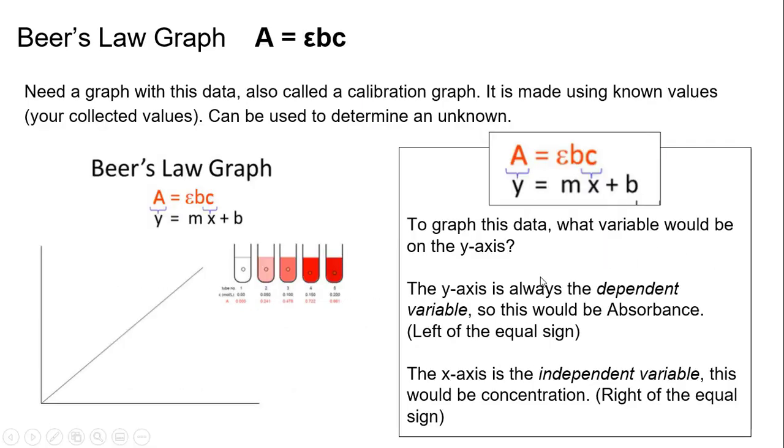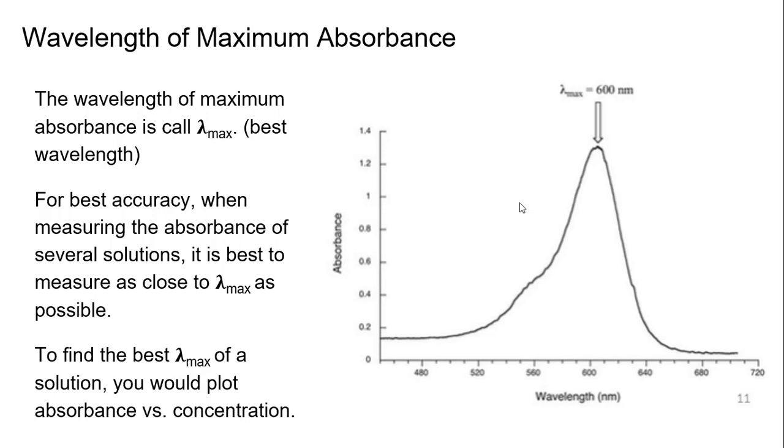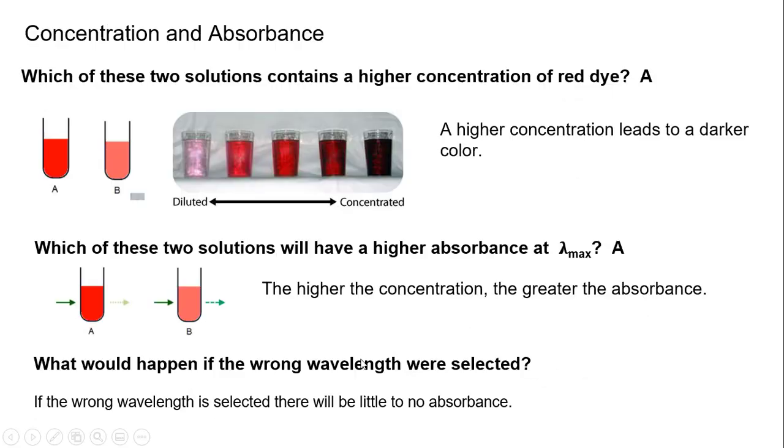Just in general, when you do graphs, y is usually the dependent variable. So in this case, it would be the absorbance, which is on the left side of the equal sign. The x-axis is the independent variable. This would be the concentration. So this is on the right side. So x here is the concentration, A here is y. So if you had to do a graph, x would have your concentration, y would have your absorbance. This one says wavelengths, but in this case it would be concentration, and this would be absorbance. So this is your x value, this is your y value.